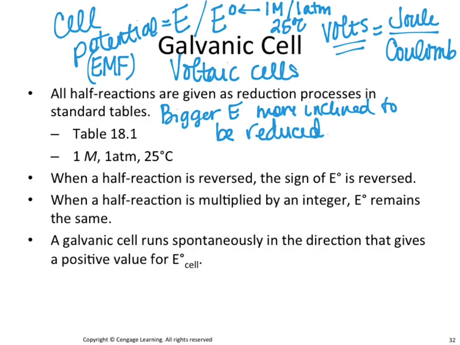Because I always say potential energy rather than... Potential difference, yes. It'll be the difference of our cathode and our anode. That's our cell potential.